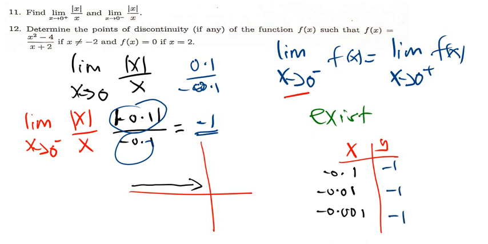Have you seen what's happening? So in this case, we can clearly say that the limit as x is approaching 0 from the left side of this is equal to negative 1. That's the answer.